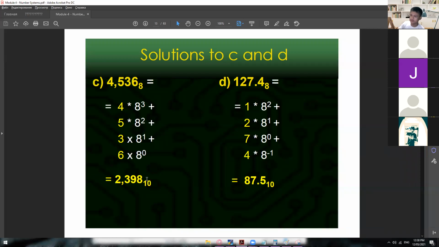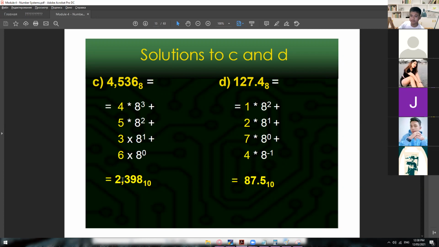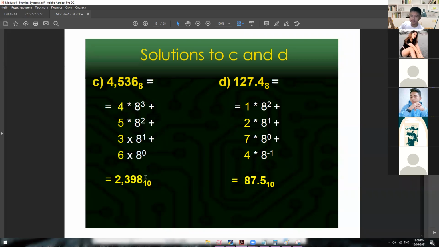Anyone who's checking whether this one is really correct or no? Tama po, sir. Correct, sir. None of you? We're checking whether this one is correct or no. Tama, sir. Correct, sir.